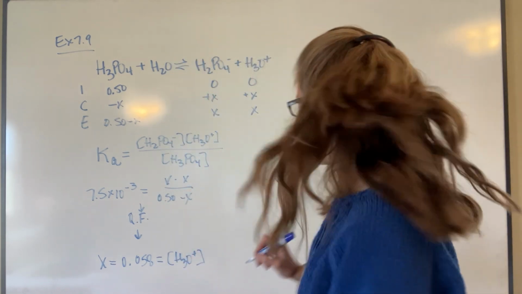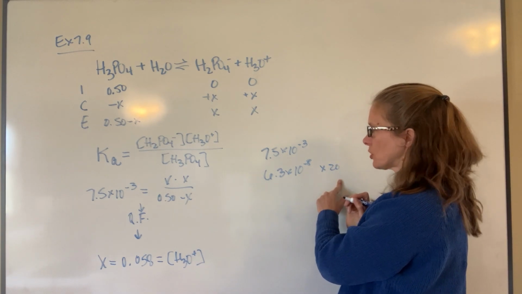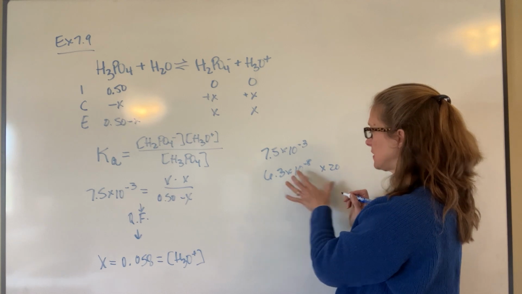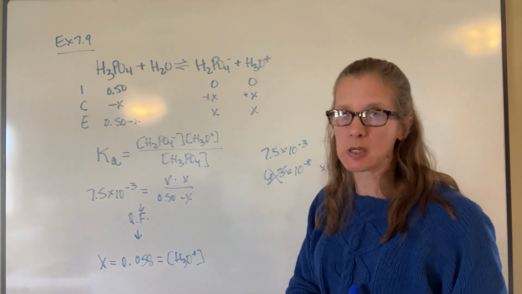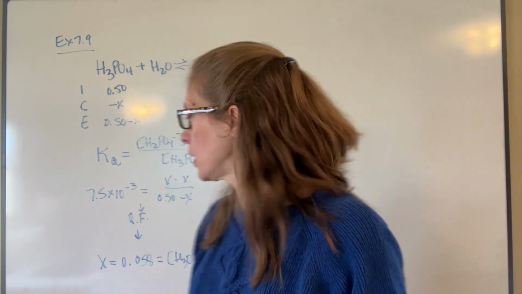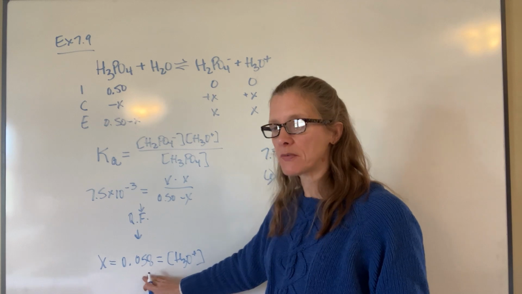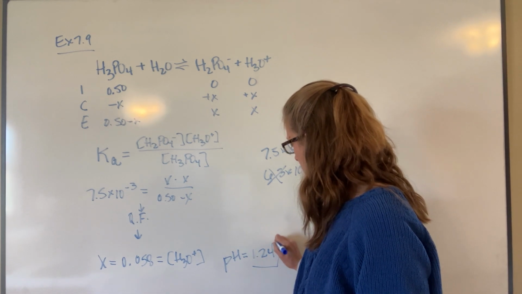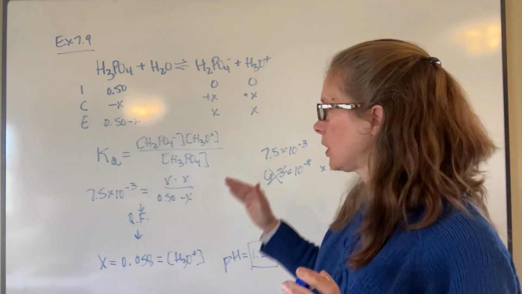If I take this number and multiply it by 20, the answer I get is still much, much smaller than this first Ka. If this answer is smaller than this after I multiply it by 20, I know that I do not have to worry about it. It's going to be so small that the amount of hydronium ions it adds isn't going to make any difference. Therefore, this is the final hydronium ion concentration that I have to worry about. So I can take the negative log of this number, and I'm going to have a pH of 1.24 for this solution, okay?